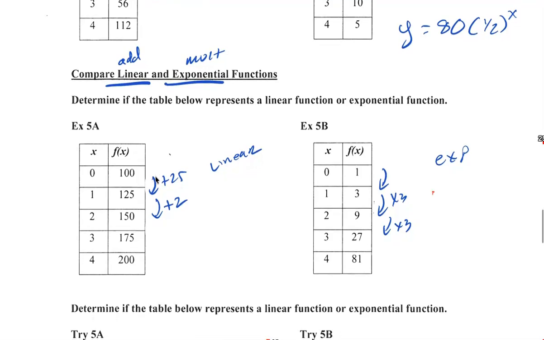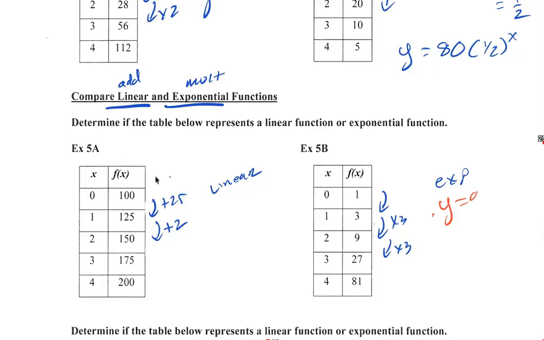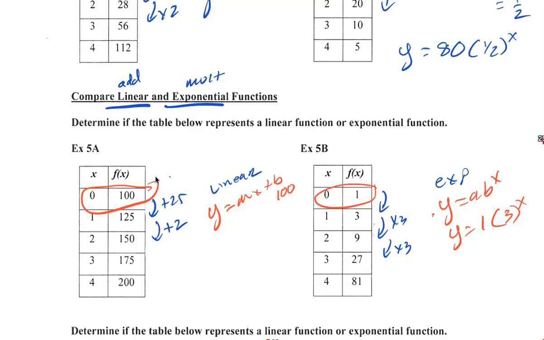To go a little further, I could write the equation for both of these. An exponential equation, y equals a b to the x. A is going to be 1. My b is going to be 3. In the linear function, we have y equals mx plus b. My y intercept is 100. And your slope, the change in y is 25 and the change in x is 1. So my slope would be 25.